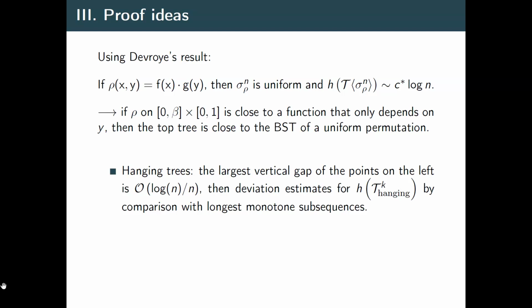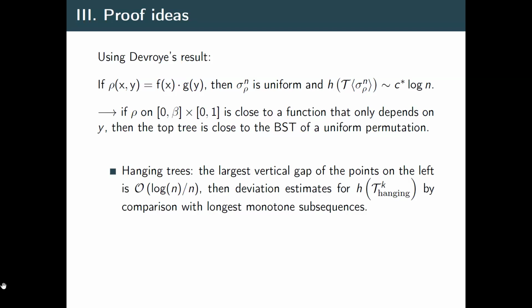The problem is the density there is not as nice as before. It's not continuous and positive. It's just bounded. So we can't really apply the previous reasoning with the previous coupling. And instead, what we can do is to compare the height of a BST with the longest monotone subsequences of the permutation, which is not an optimal thing to do.